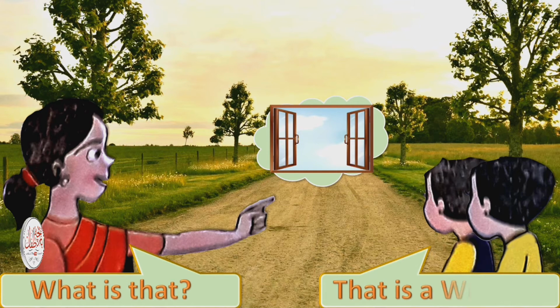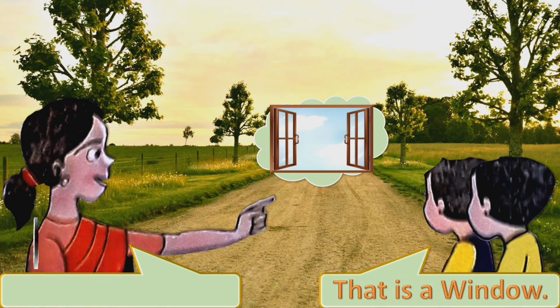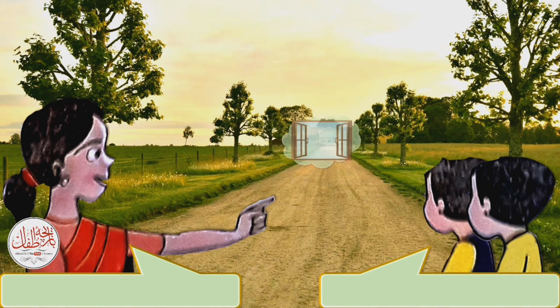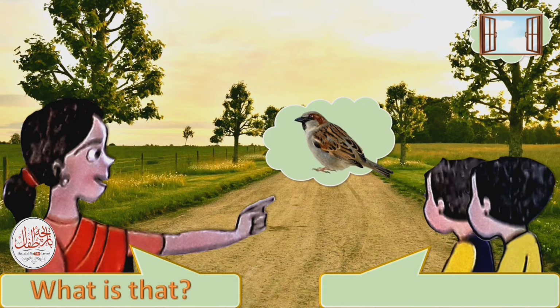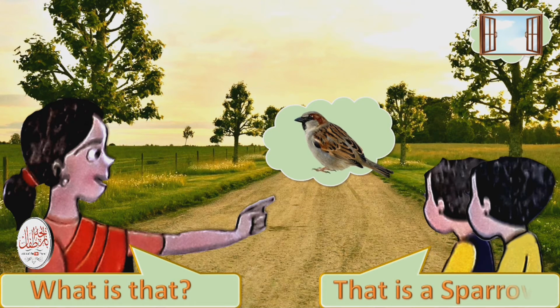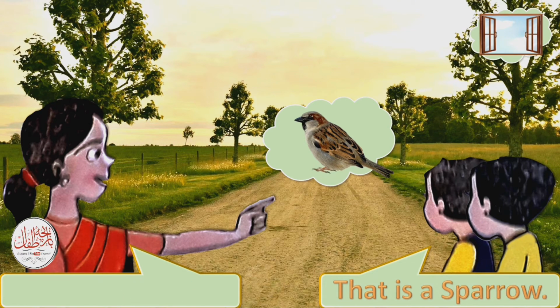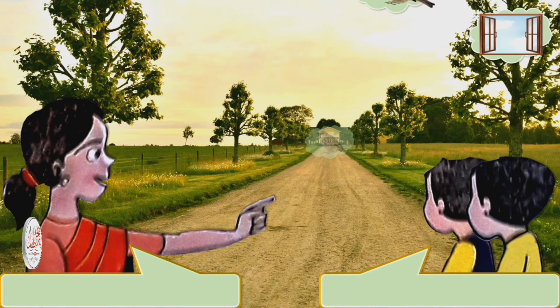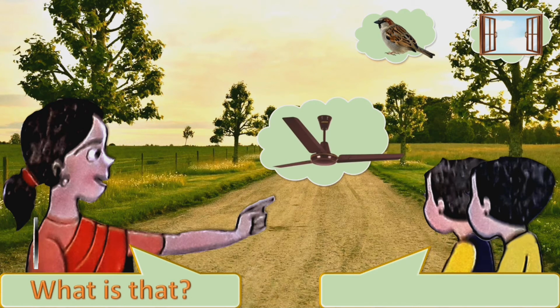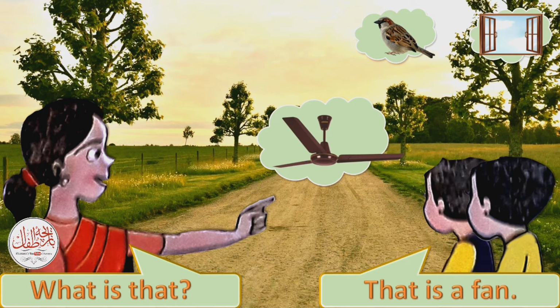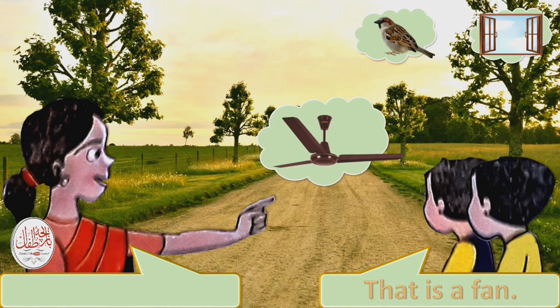What is that? That is a window. Yes, that's a window. And what is that? That is a sparrow. Right answer. What is that? That is a pen. Right.